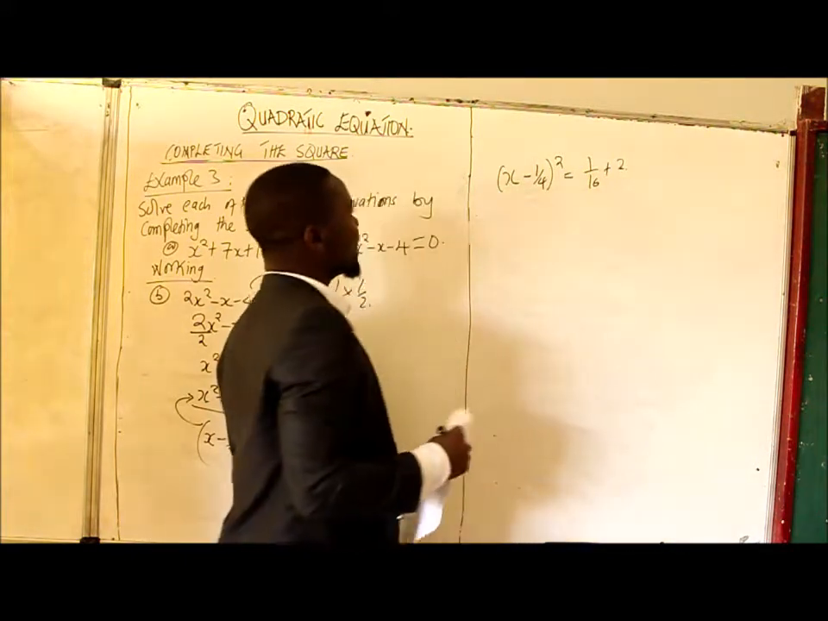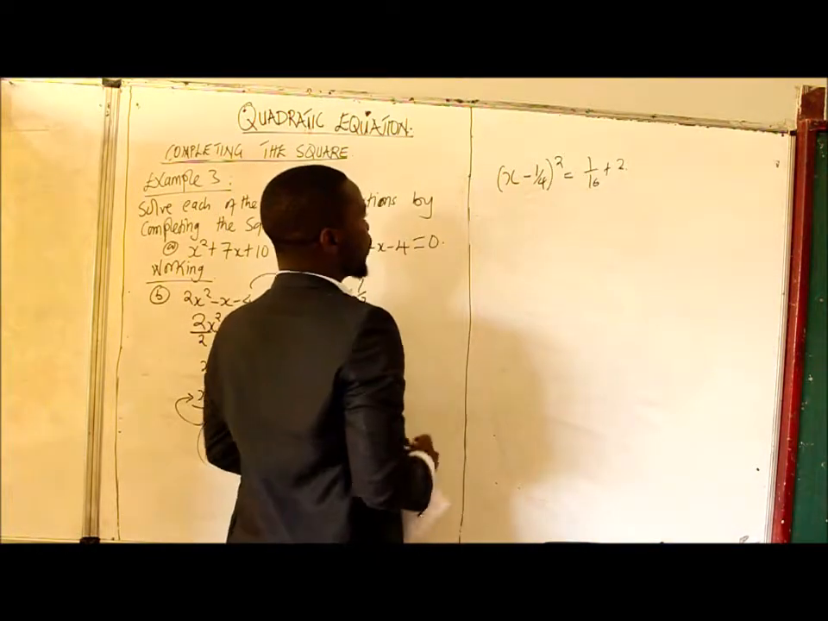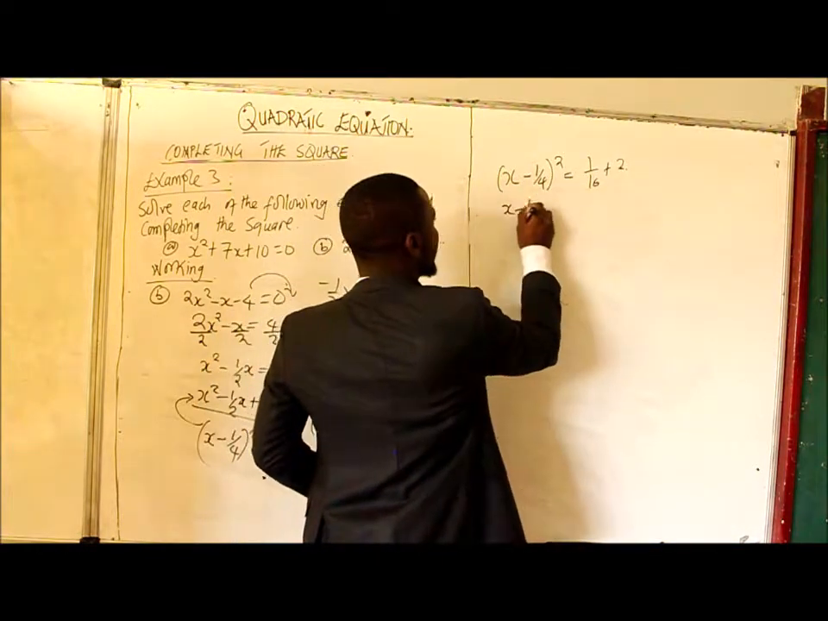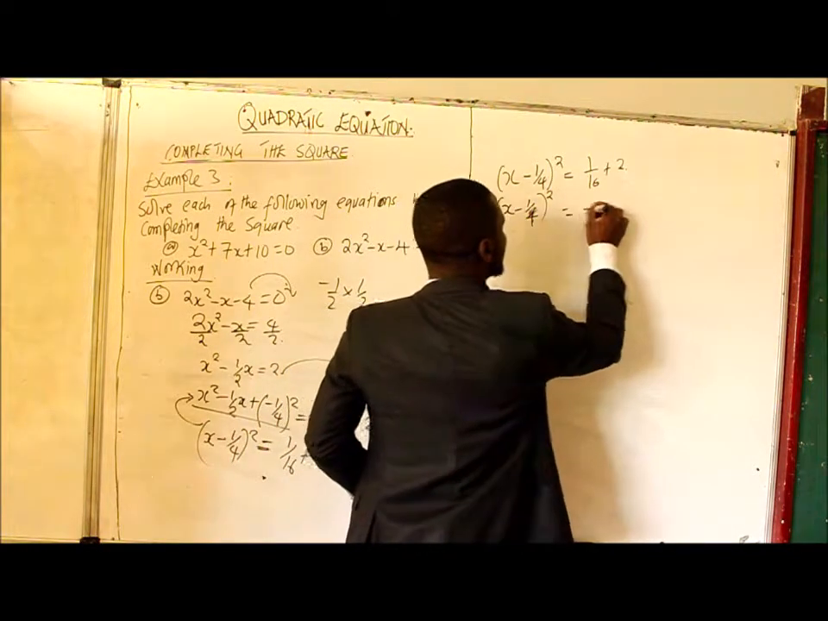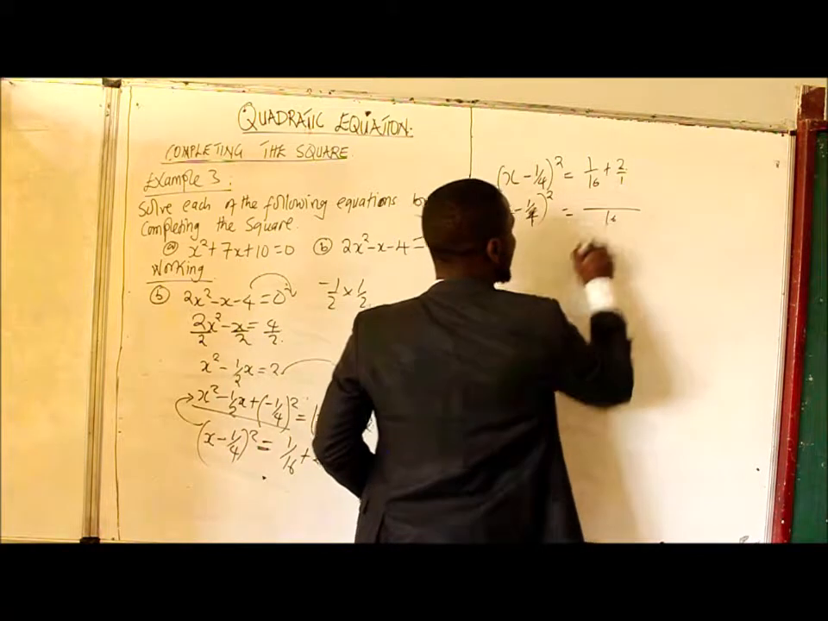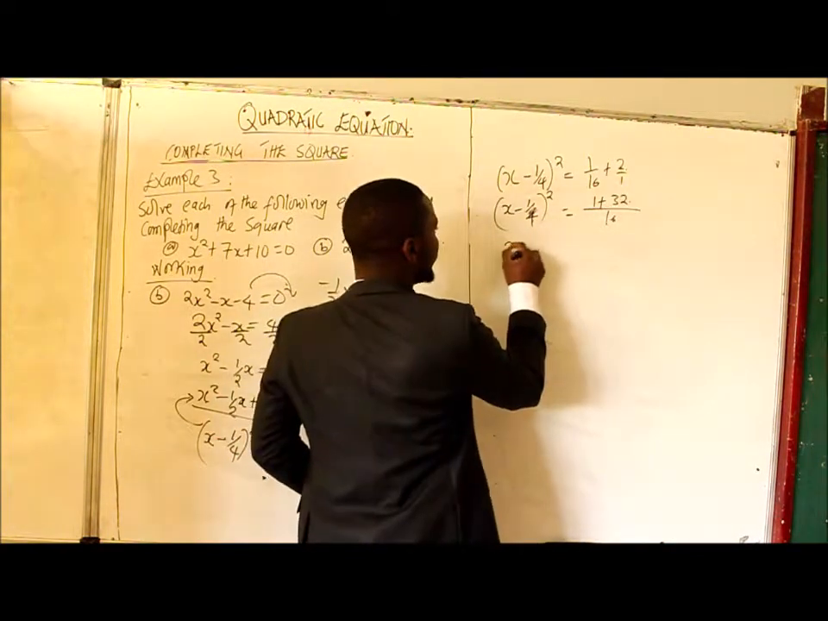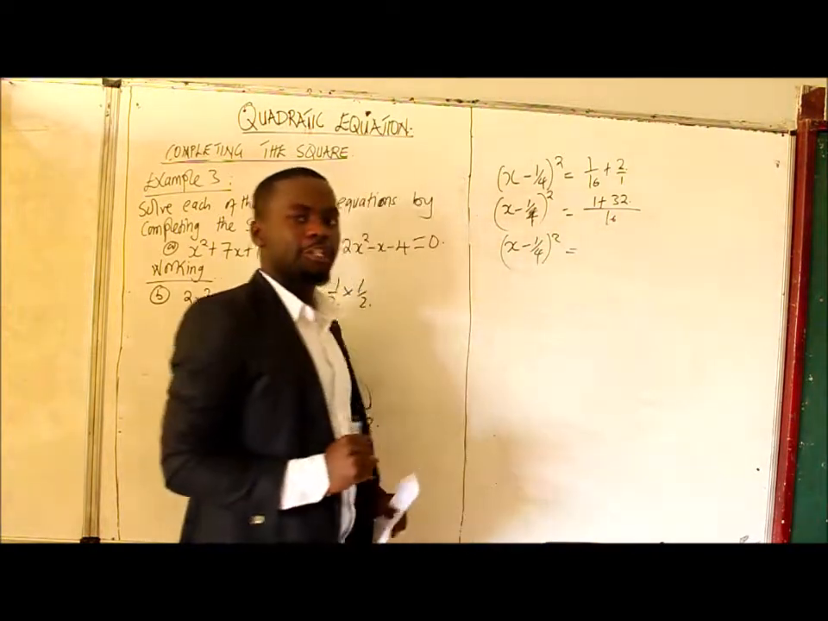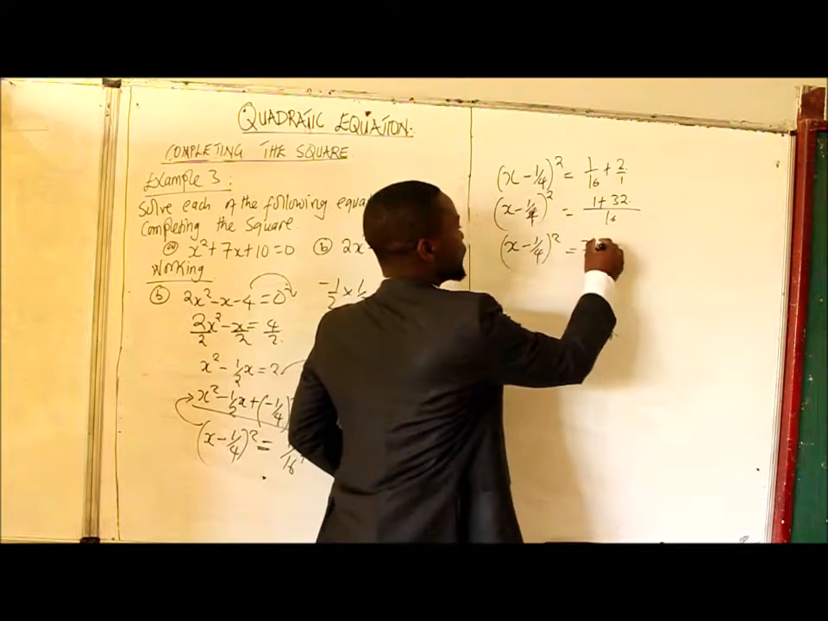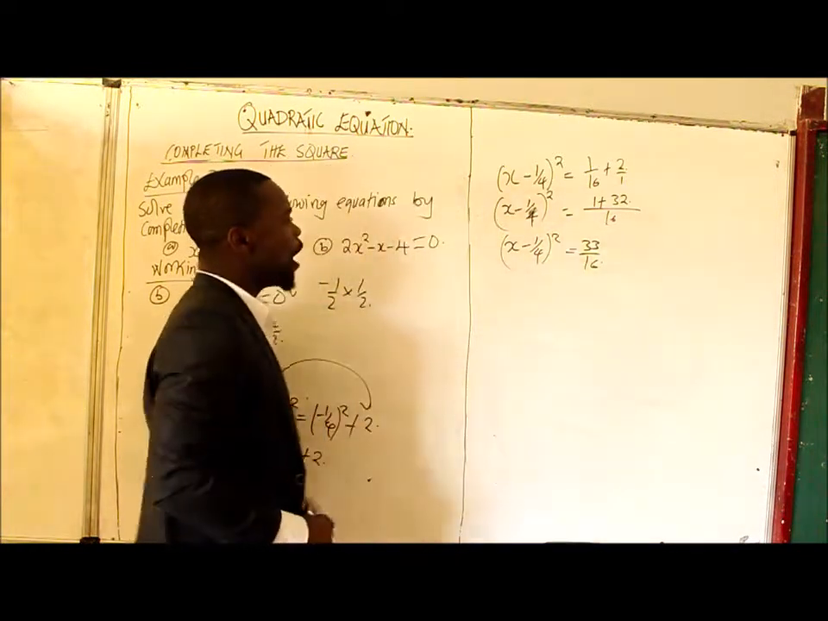So when you reach this stage, make sure that you simplify your right hand side. Okay, so I've got x minus 1 over 4 squared is equal to, what is common here? 16 is common. So I've got 1 plus what? 32. So I've got x minus 1 over 4 squared is equal to 1 plus 32, which is what? 33. So I've got 33 over 16. So you reach this stage.